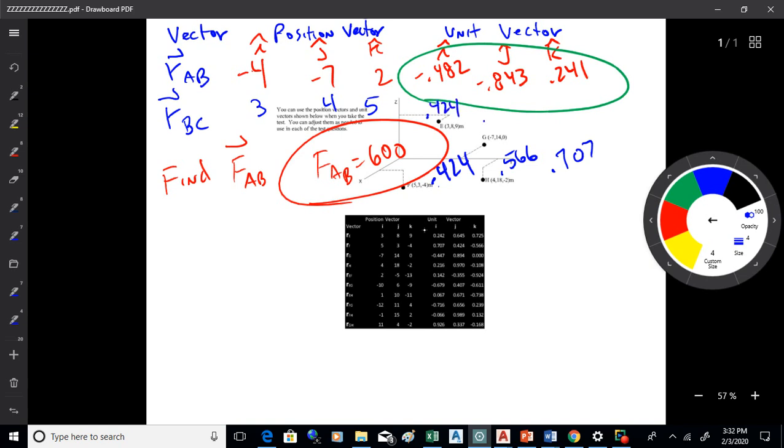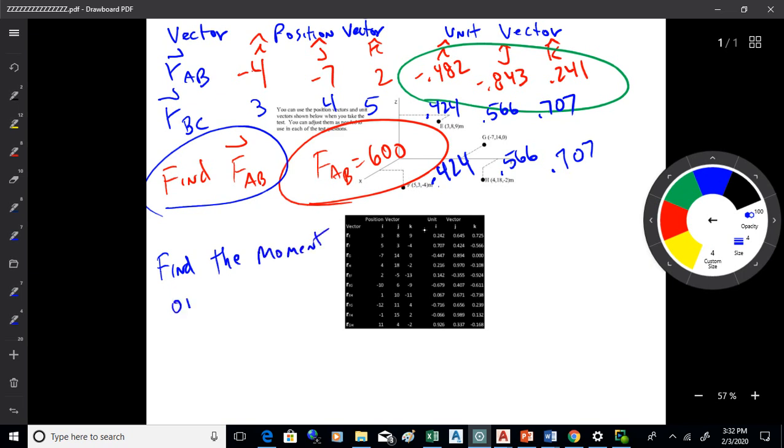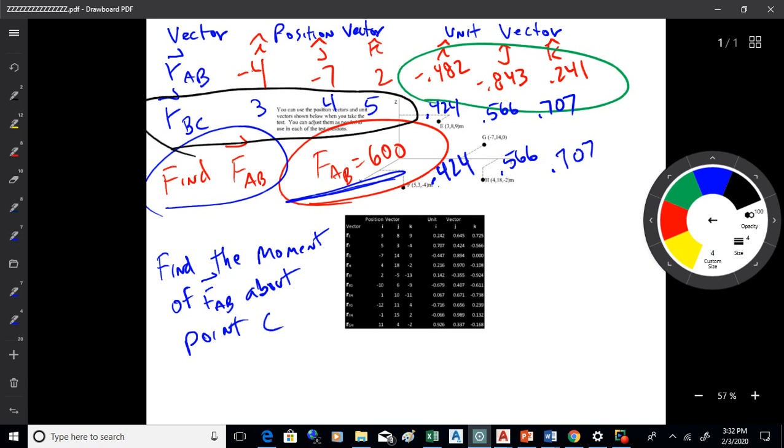Okay. So what I might have you do first is to find FAB, and that might be question number 1. And then question number 2 might be find the moment of FAB about point C, okay? So what you would then do is, what would you do? You would use the FAB that you already found, the 600 times the unit vector, and then what would you use for your moment arm? What's that? Yeah, this one, right? Okay.